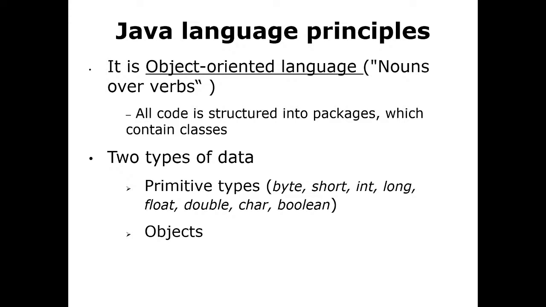Yes, and Java is not fully object-oriented because there are different primitive types like byte, short, integer, long, float, double, character, and boolean. These are primitive types which are not objects, and everything else is considered an object.